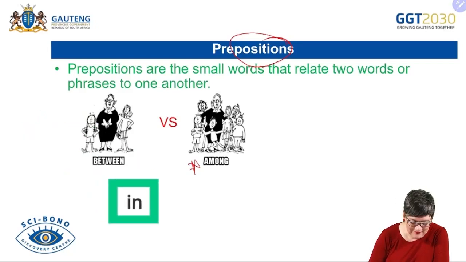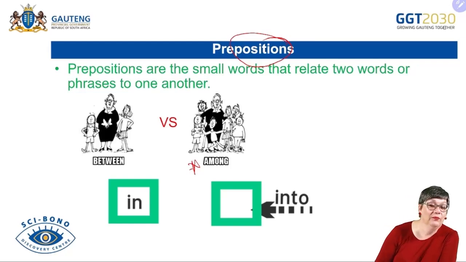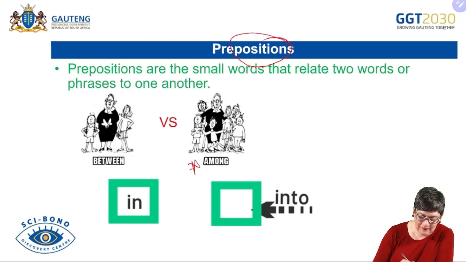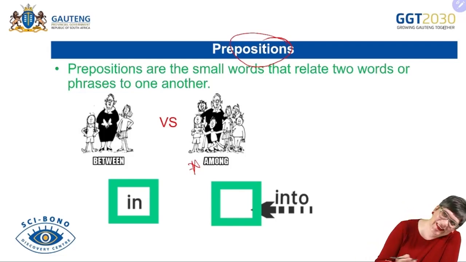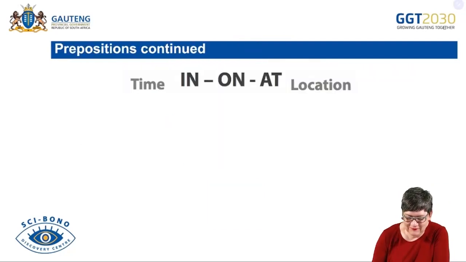Look at this one. We say something is in the box or we move into. I wanted to show you this little arrow here. Into means there's movement. So you're moving into the new house, but you stay in the house. But you're moving into. So there's movement. That's just smaller things for you to remember.